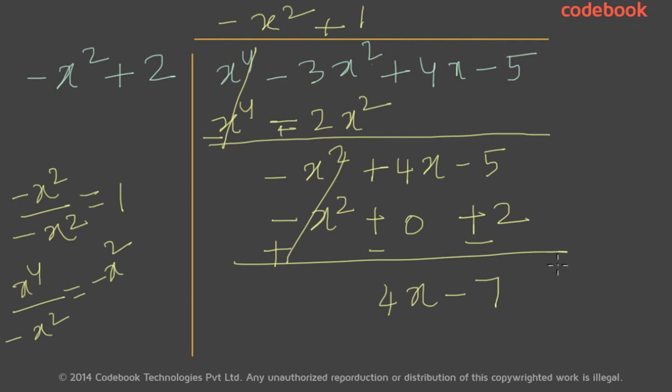If you observe here, the degree of this remainder is 1 and the degree of the divisor is 2, which means the degree of the remainder is less than the degree of the divisor. So as per step 3, we need to stop the division process, right? So this is your quotient q of x. q of x is minus x square plus 1, and your remainder r of x is equal to 4x minus 7. So this is how you do the division of polynomials.